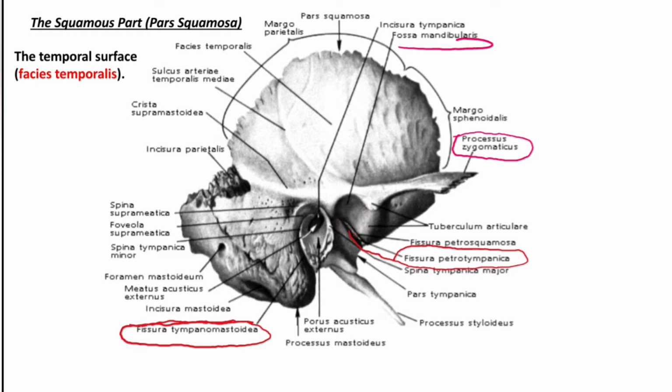Right. Okay. And here, anterior to this mandibular fossa, there is a tubercle, right? Tuberculum articulare, the articular tubercle. It's important. It prevents the mandible from dislocating anteriorly, right? So it's very important, this articular tubercle, tuberculum articulare.